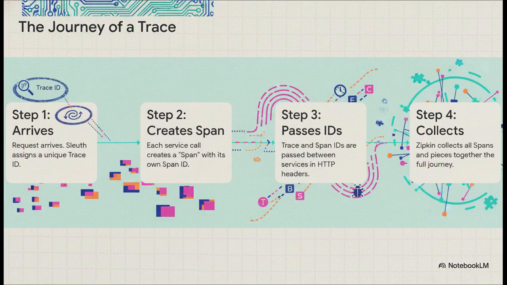So here's how it works. When a request first hits your system, Sleuth gives it a unique trace ID that sticks with it for its entire lifecycle. Then, each individual step, like a call to another service, creates its own little span. Sleuth makes sure these trace and span IDs are passed along in the headers of every call. Finally, Zipkin collects all these spans and reconstructs the full timeline, showing you exactly how long each step took and, most importantly, where any errors happened. It's like having a GPS for your requests.